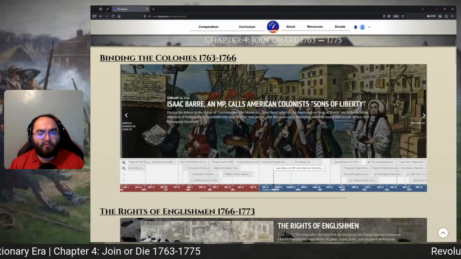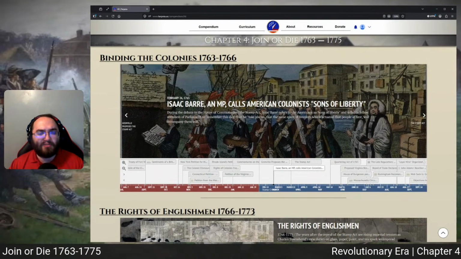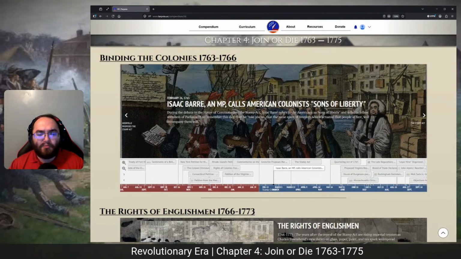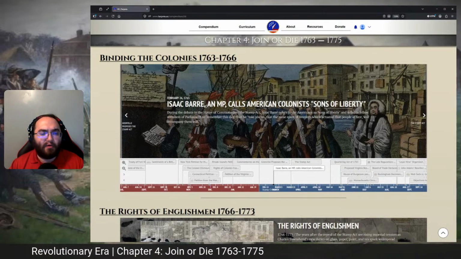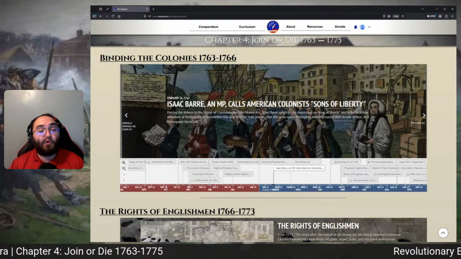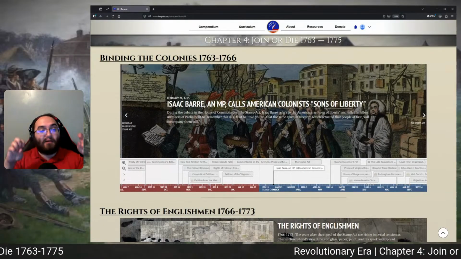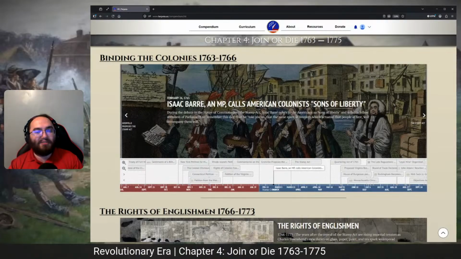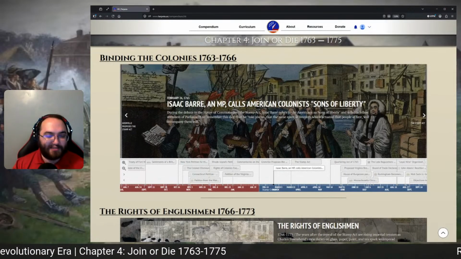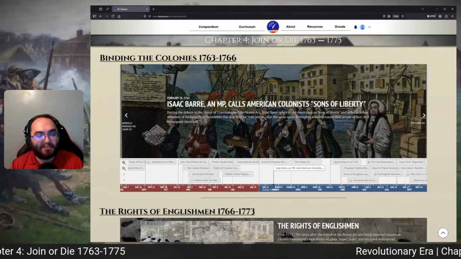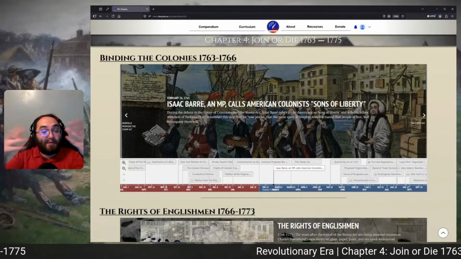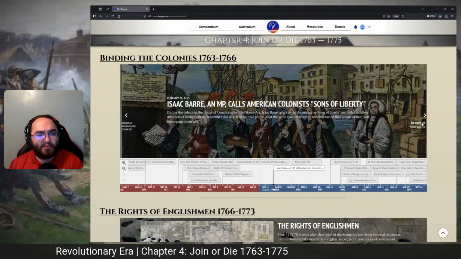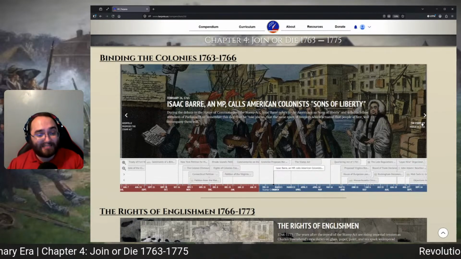And right now we only have one excerpt from these debates. I will be adding more, and the one excerpt that we have right now is from Isaac Barré. He's a member of Parliament, and he's going to coin the term Sons of Liberty. So the idea of the Sons of Liberty is actually a term invented by Parliament talking about the American colonists, and during the debate on the Stamp Act, no less. Isaac Barré and many other members of Parliament are against the Stamp Act.